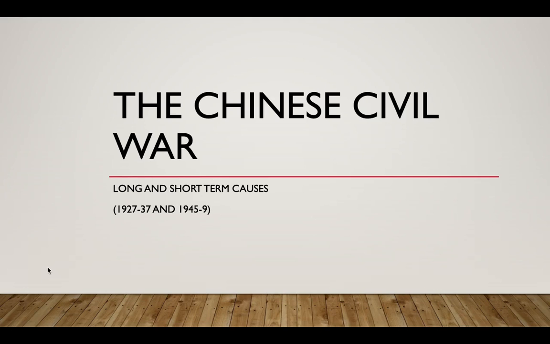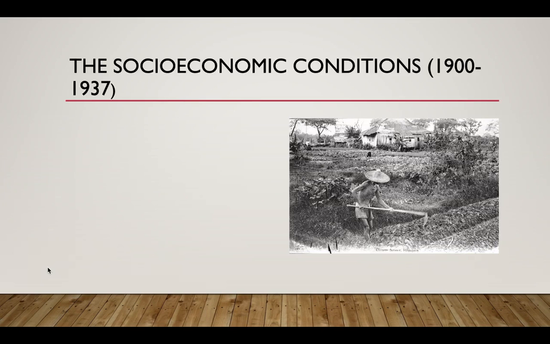All right, so let's move on to our first case study, the Chinese Civil War, and I want to highlight some long and short-term causes. The Chinese Civil War is going to be in 2 phases. First phase is 1927 to 1937, and the second phase is going to be from 1945 to 1949. In between these phases is the Second World War, which is sometimes referred to as the Sino-Japanese War.